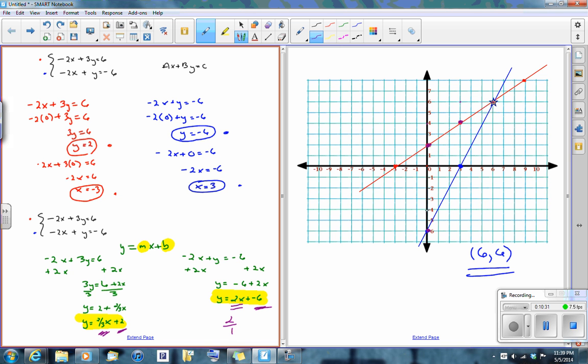So up 2 over 1, put a point. Up 2 over 1, put a point. Up 2 over 1, point. And there's that same intersection point. So you can get to the same solution either way. And whatever method makes sense to you or seems quicker or easier is perfectly fine.